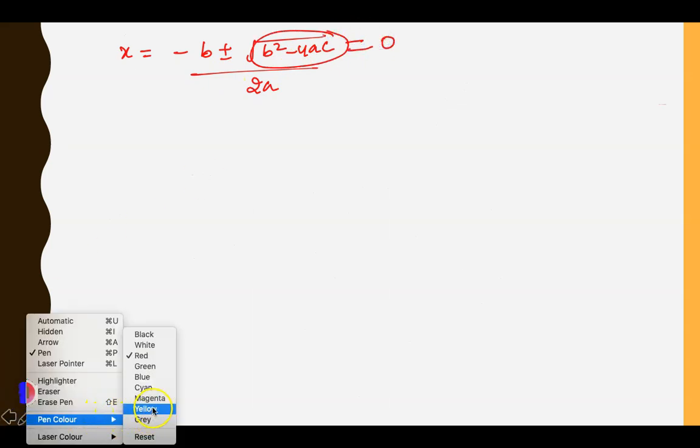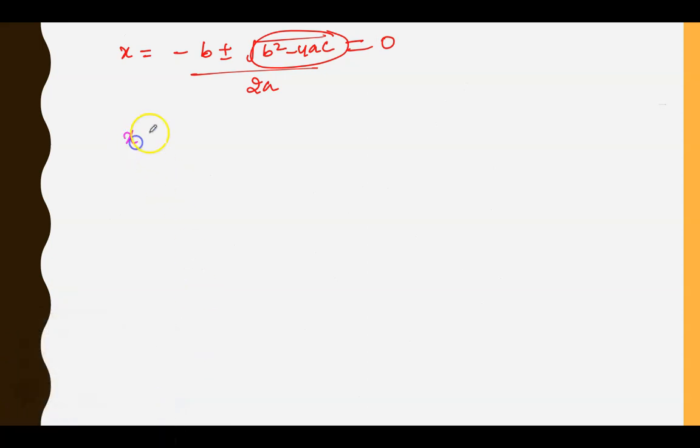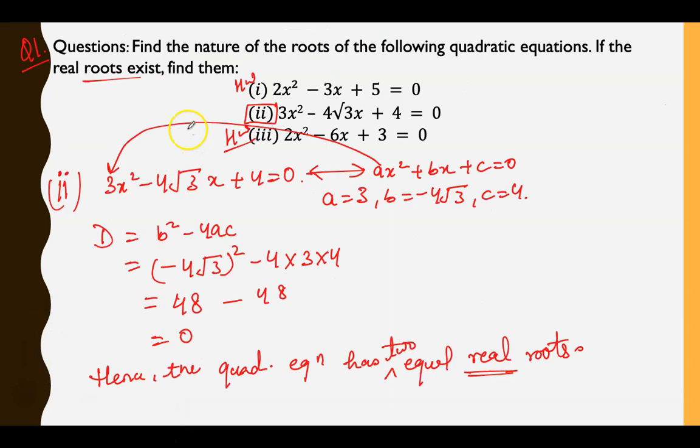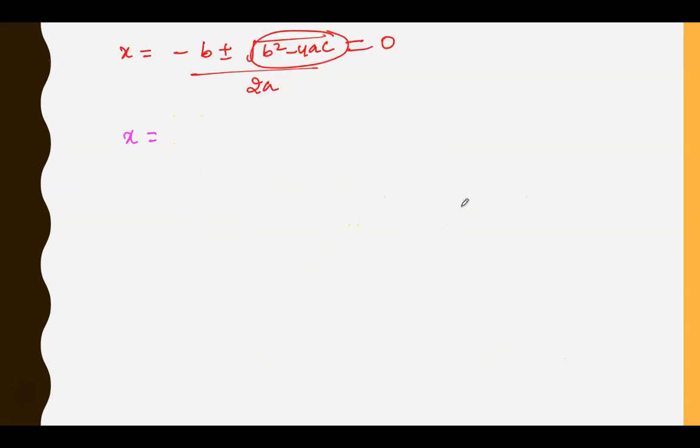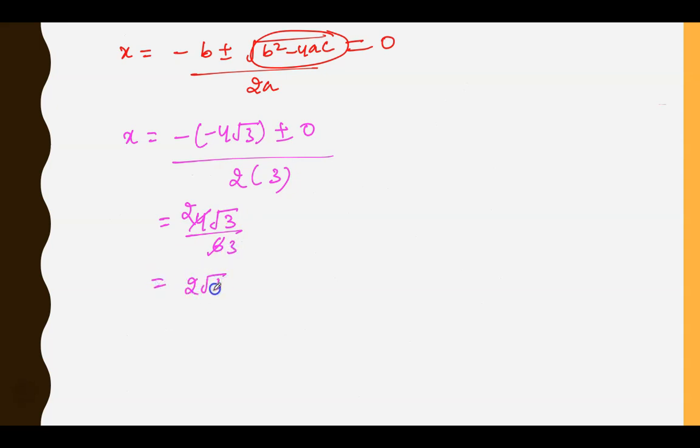That is, x is equal to minus b plus minus root of b square minus 4ac upon 2a. Now since you know that the value of this is equal to 0, you don't have to do anything, just put all the other values and you will get your answer. So x is equal to, now what was your b? Your b was minus 4 root 3, so minus 4 root 3 plus minus 0 leaves as it is, upon 2 into 3. So you are left with 4 root 3 upon 6. Simplify it further, and I am left with 2 root 3 upon 3.